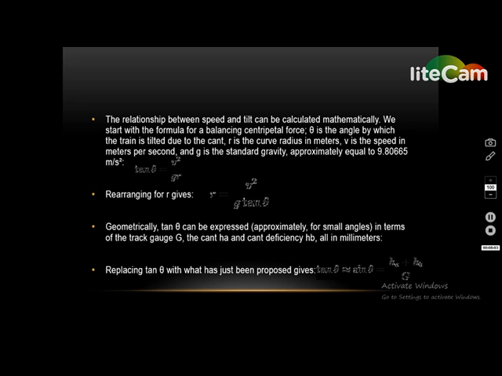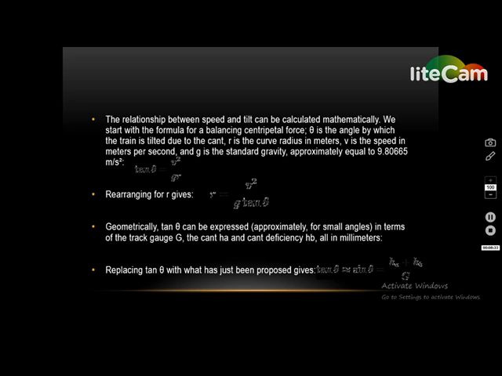Now the formula is not very clear, but I'll tell this to you. Tan theta equals v squared by g r, v squared being the velocity in meters per second squared, divided by g, the standard gravity, multiplied by r, the curve radius in meters. Now you rearrange this: multiplying by r, r goes to the other side, and you get v squared over g equals r tan theta. Geometrically, tan theta can be expressed approximately for small angles, in terms of the track gauge G.